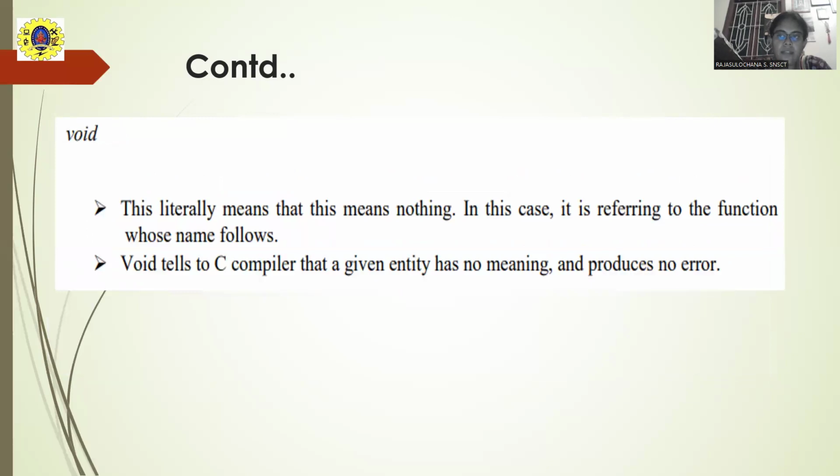Next, after this header file, we have the function definition. The function definition starts with the return type. Here the return type is specified as void. Void literally has no meaning. Void is something empty, right? So void tells the compiler that the given entity has no meaning and it will not produce an error.